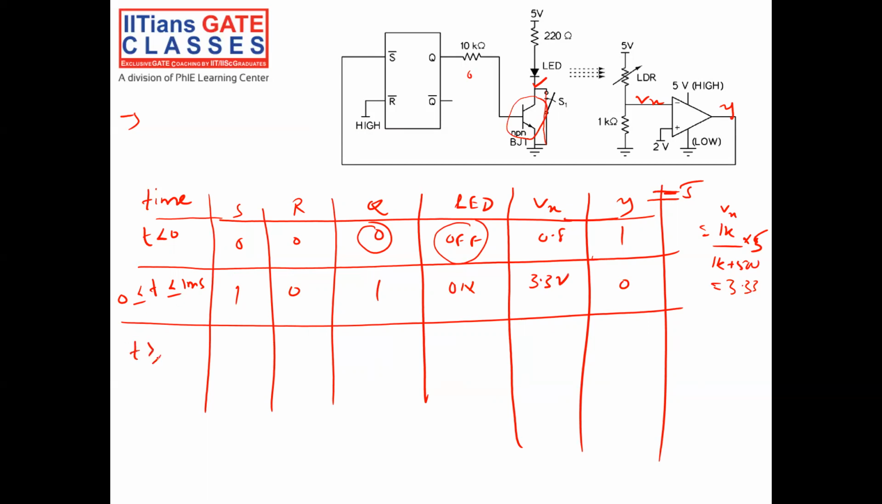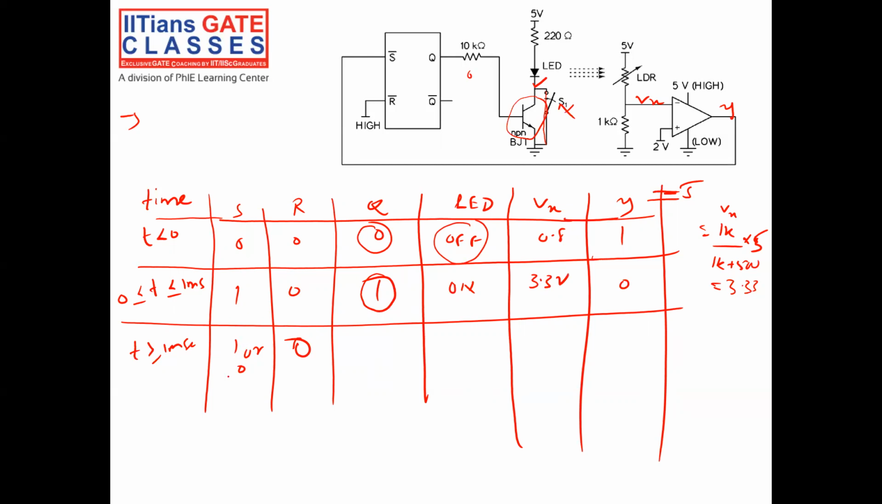For t greater than or equal to 1 millisecond, what happens? This switch is open. Even if the switch is open, Q is equal to 1. That means LED will be on. Once Q is equal to 1, R is 0 anyway. So maybe S is equal to 1 or 0.